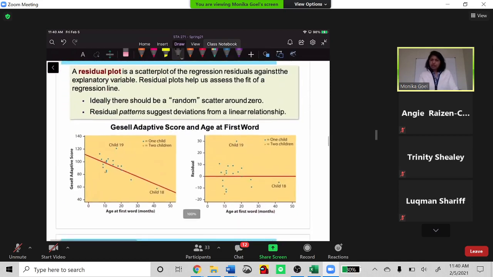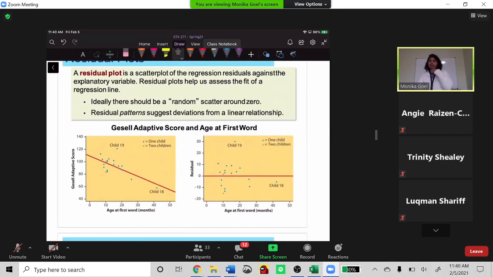And when you make residual plots, we cannot make them by hand. We use some kind of software. And when you work with the residual plots, if you see the points scattered around zero, that means it is a good fit. And then you can see there are still two outliers in your data set. Ideally, there should be a random scatter around zero, and residual plots suggest deviation from a linear relationship.